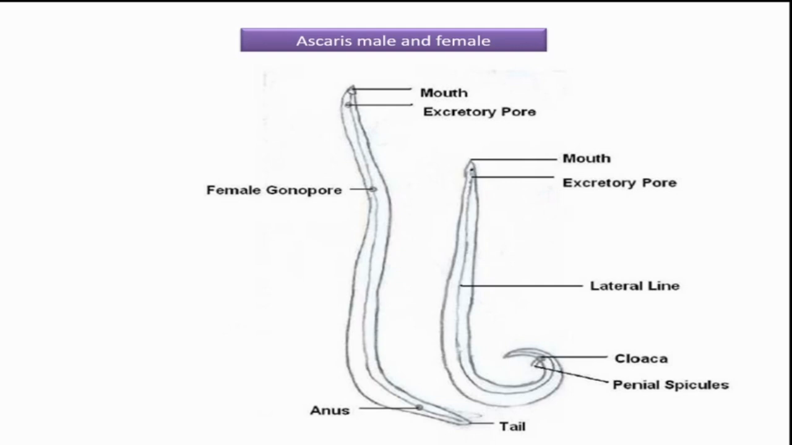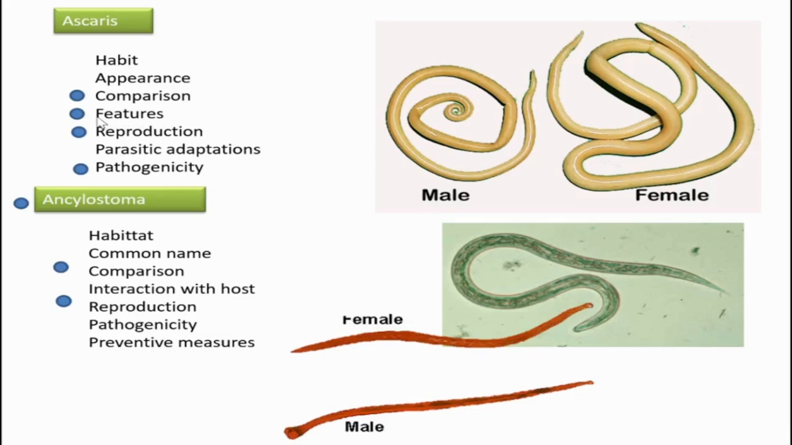Then penial setae are present only in the case of males. They are absent in females. These are the differences. Very important question: sexual dimorphism between Ascaris male and female. Next, its features. Let us go and see that.